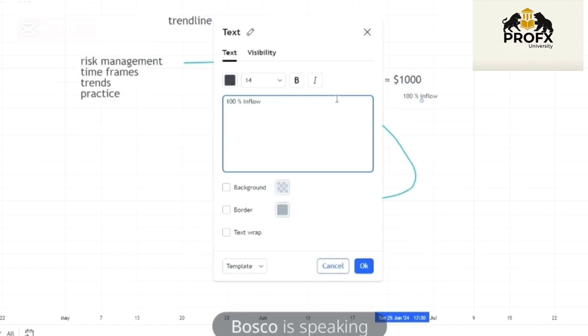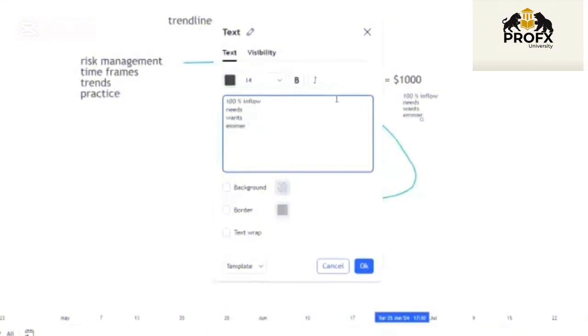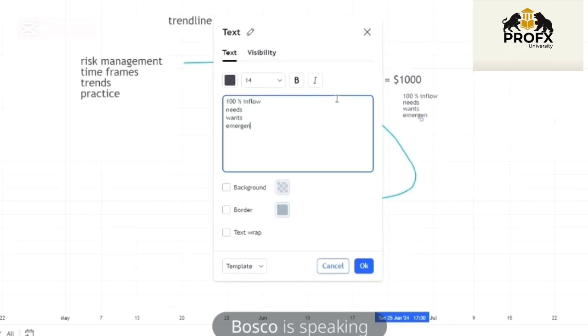In that 100%, we need to divide our money and put it in different places. Like we have our needs, we have our wants, we have emergency funds, we have our savings, we have trading, which is very, very important. So this one is very important. We still have our trading, we have savings, we have investments.